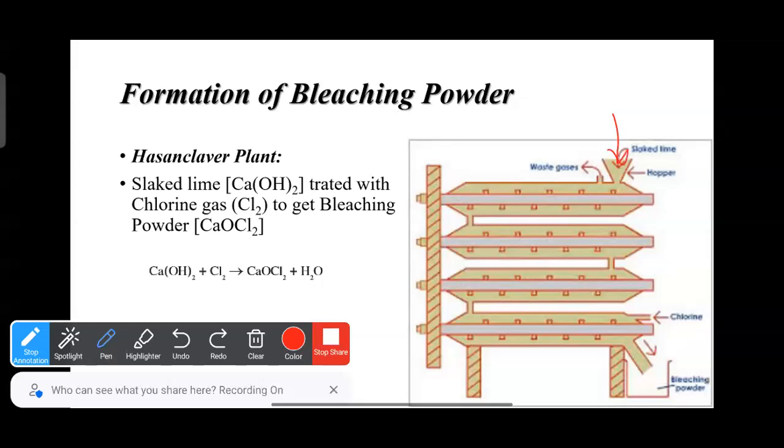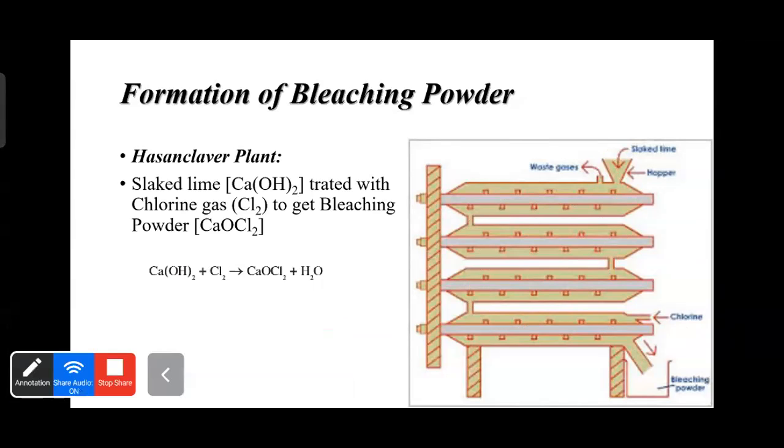From here, there are rods which are moving, and from this point chlorine is added. This chlorine is going in the upward direction, and slake lime is coming in the downward direction. Here there will be a reaction between slake lime and chlorine gas to form bleaching powder. So at last, bleaching powder is formed from the reaction between the slake lime and chlorine gas.